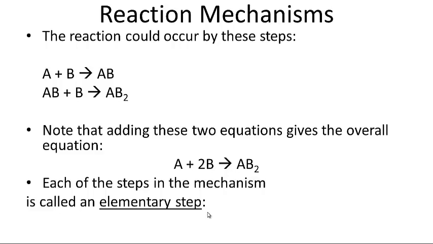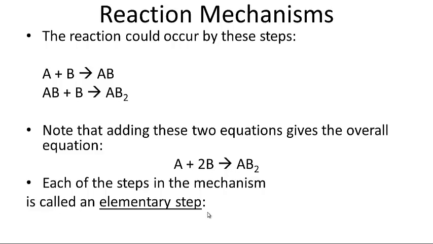So that fictional reaction might occur by a series of steps. You might have A bumping into B and forming a molecule of AB. And then that molecule bumps into another molecule of B and forms AB2. All right. This could be our reaction mechanism. Two steps. Form the first bond, then form the second bond.